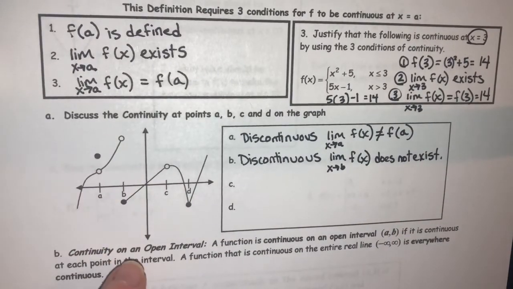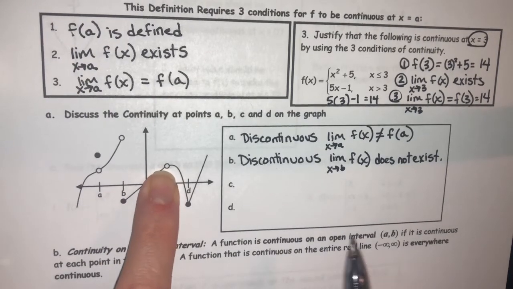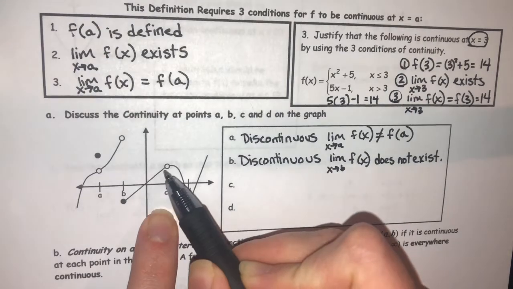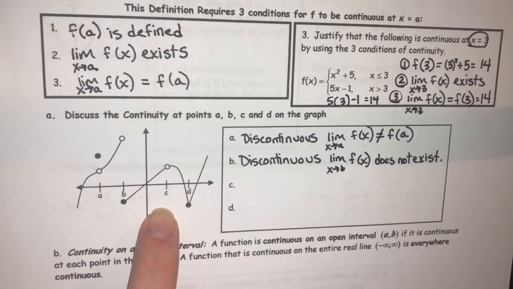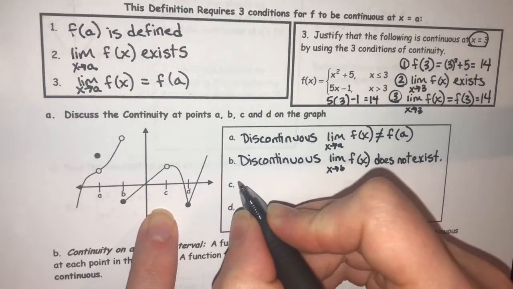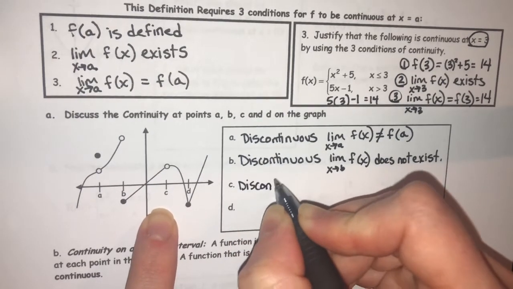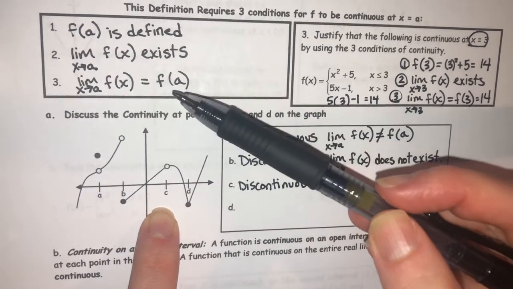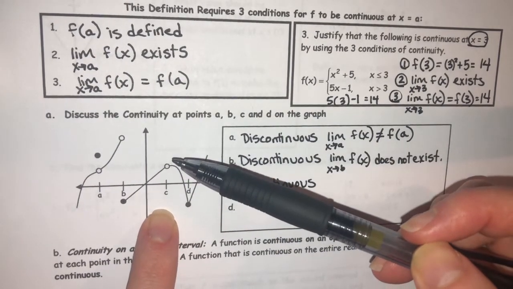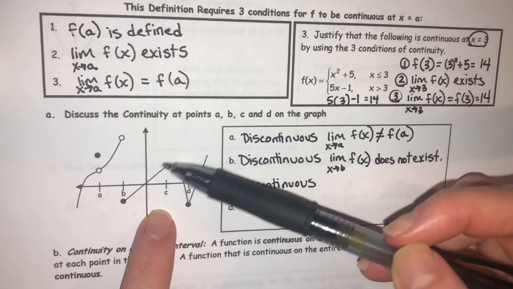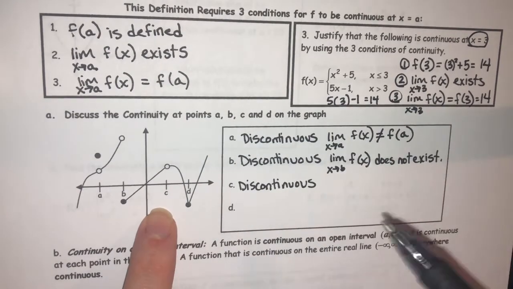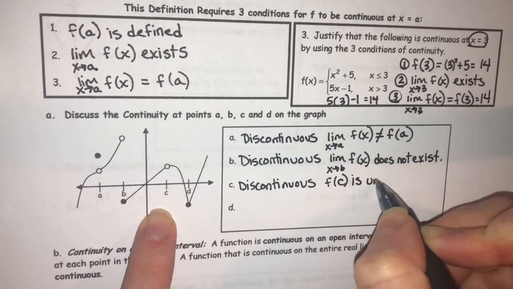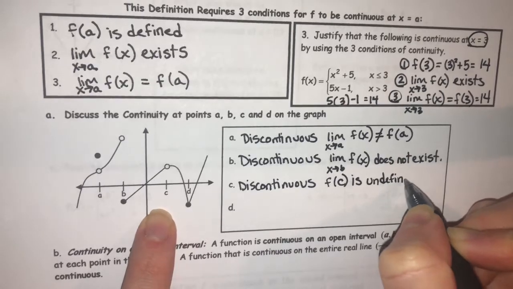Okay, C. Is this function continuous or discontinuous at c? Well, if I draw it, I'm going to have to lift my pencil to jump over that hole in the graph. So it is discontinuous. And which one of the conditions for continuity fails? Well, the function's not even defined there. There is no point at c. So f of c is undefined.